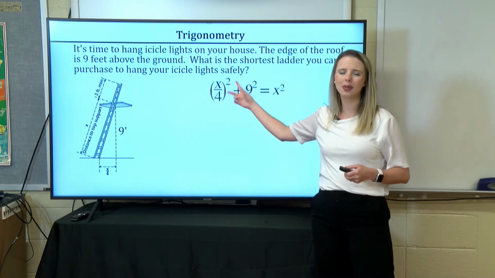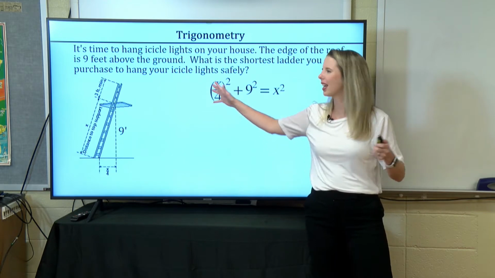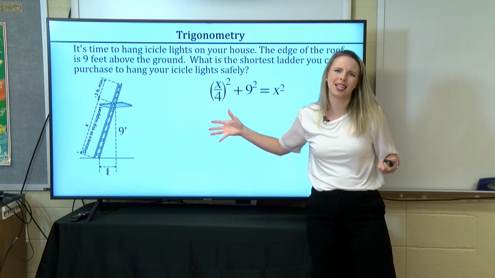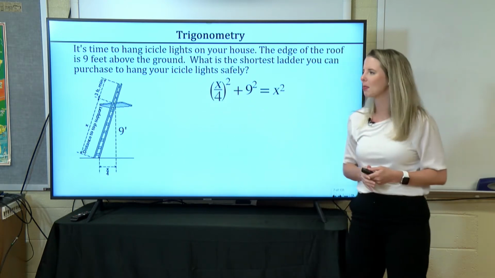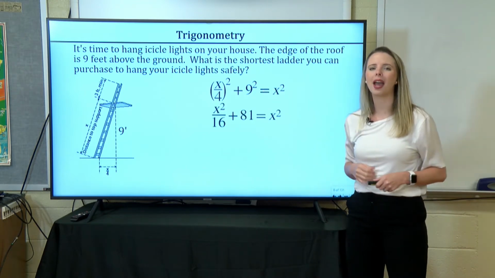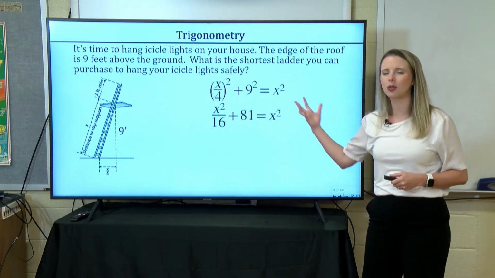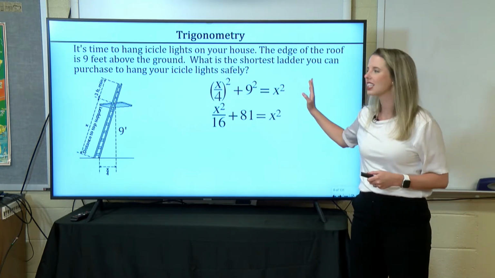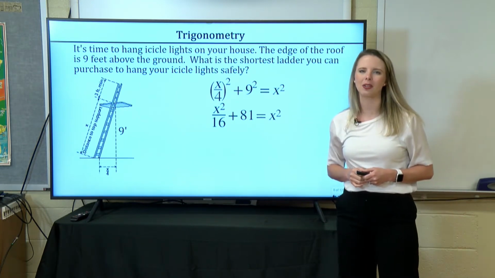These could have been swapped. It doesn't matter which order you put them in. I just usually use my smallest leg as a. It's up to you. Let's simplify this. x over 4 squared is going to become x squared over 16. 9 squared is going to become 81. x squared is going to remain x squared.